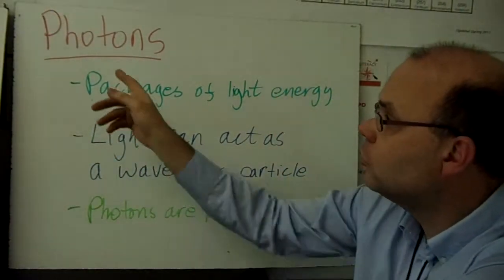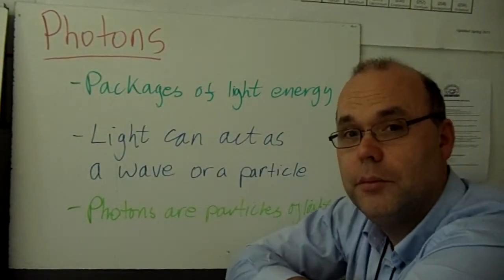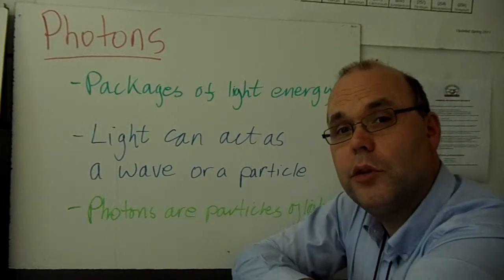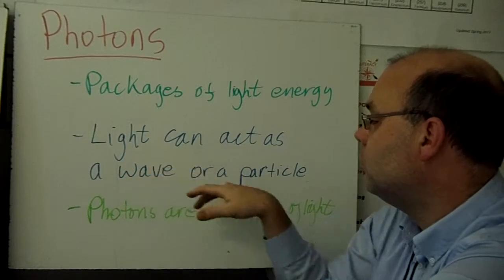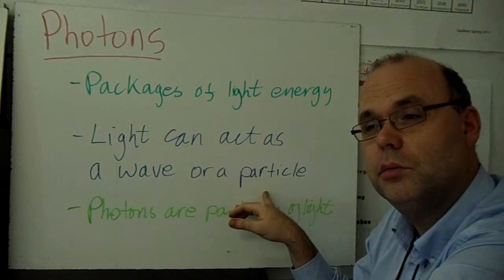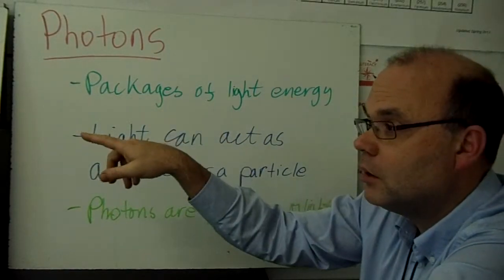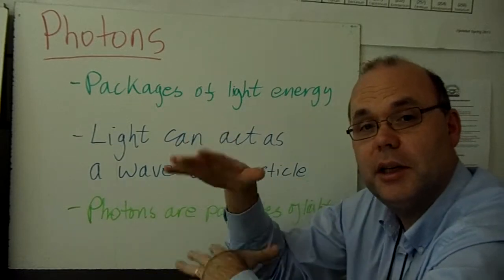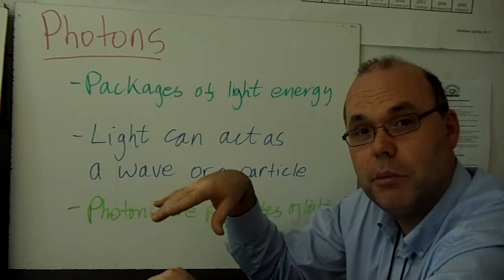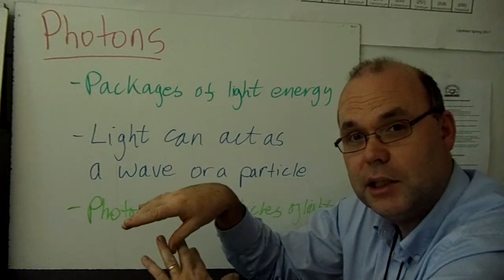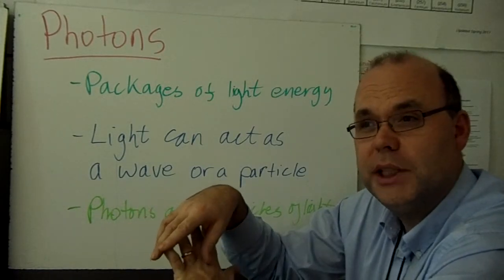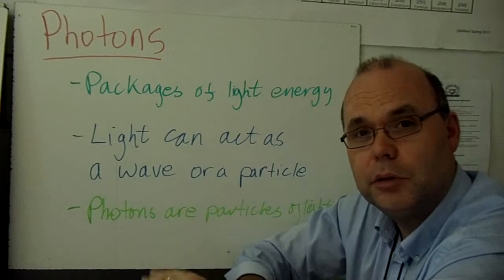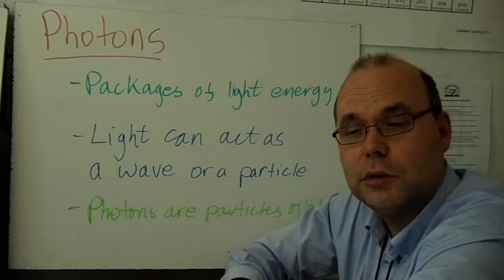In chemistry, we talk about photons a lot. Light is a very unusual thing. It can act both as a wave or as a particle. We've just been talking about light waves and how they can pile up on each other and combine to make white light. Well, light can also be like little pebbles, little stones, little particles.